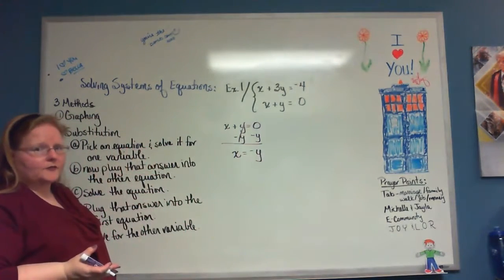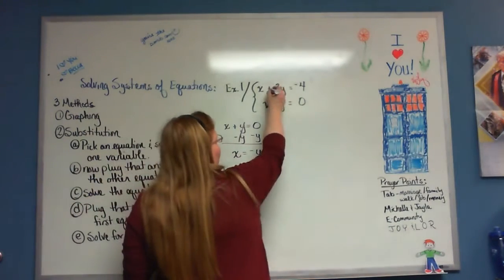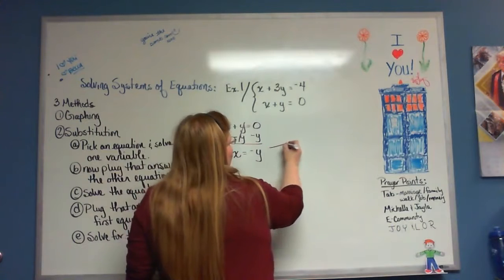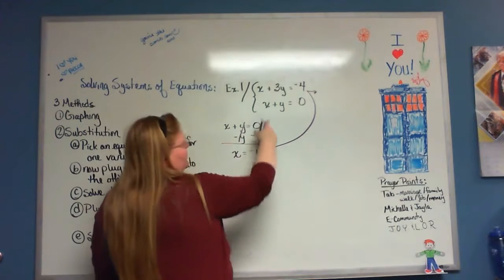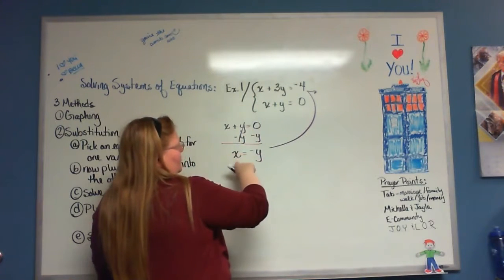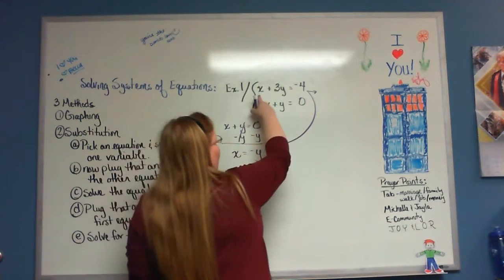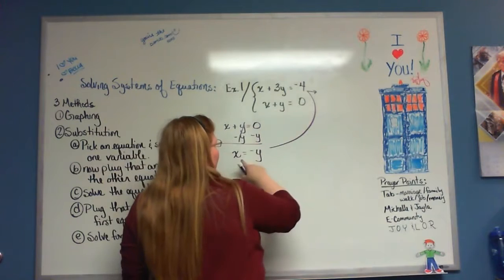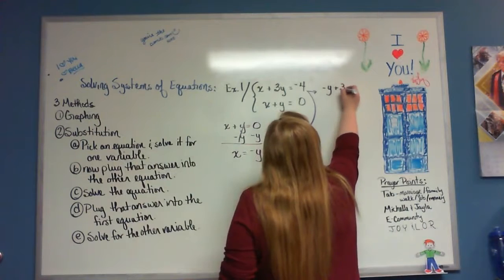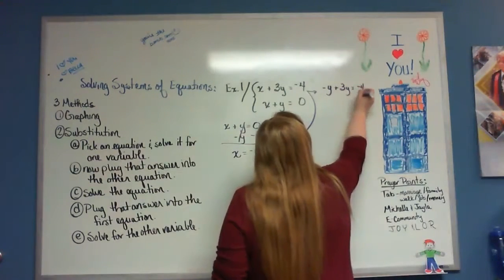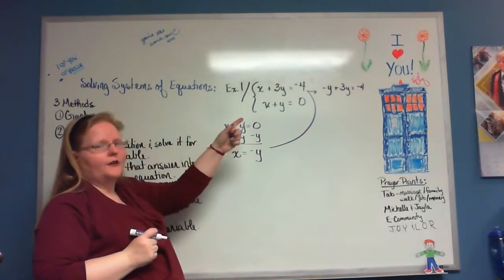Now that I know that, I can use this information and plug it into my first equation. So I can come up here and plug this information into that first equation. Since I know that x is equal to negative y, instead of writing x up here, when I rewrite it, I can just write the negative y. So I can say negative y plus 3y equals negative 4. Well, now that I know that, I can go ahead and figure out what y is.